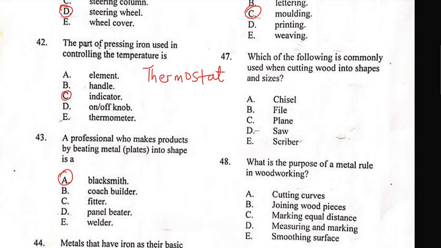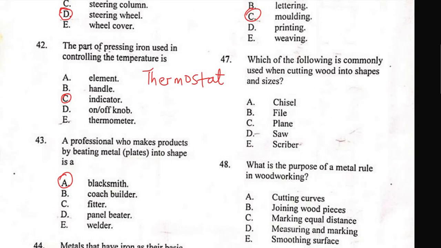For question 47, this question says, which of the following is commonly used when cutting wood into shapes and sizes? A, chisel, B, file, C, plane, D, saw, E, scraper. The correct answer among the options we have is D, saw. Saw is used to cut wood into shapes and different sizes.